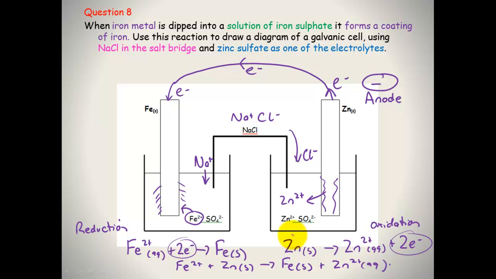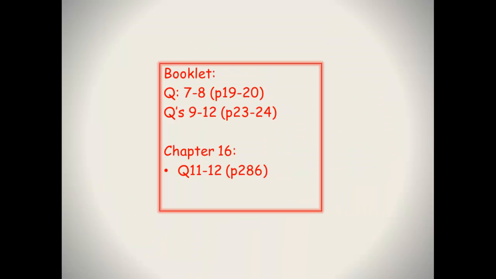And the last thing you need to look at is the fact that zinc here is the reductant. It's causing the reduction of Fe2+ ions, and Fe2+ is the oxidant. It's causing the oxidation of zinc solid. Okay, so there's a few questions there that you can get on with now.